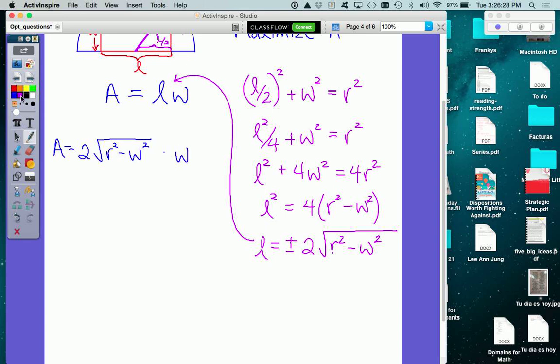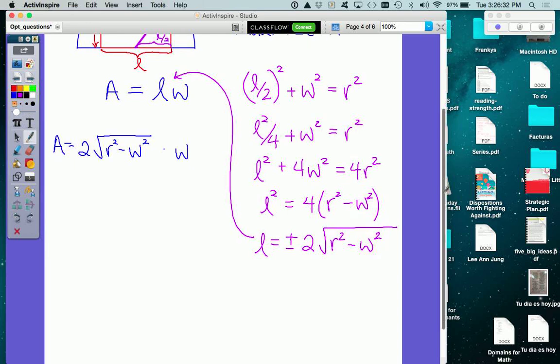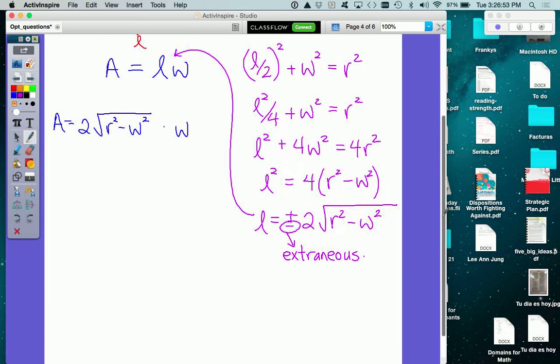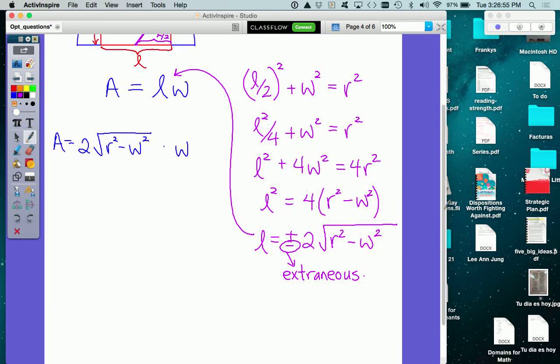I have to account for the fact that there is a plus and a minus root back here where we calculated L, but we can eliminate this negative root and say that it is extraneous because we know that the length of the rectangle needs to be a positive number. We know that anything coming out of the square root is going to be positive, and so 2 times that is also going to be positive, but negative 2 times that would make it negative, and that's extraneous. So we're left with area equals 2 times the square root of R² − W², times W.